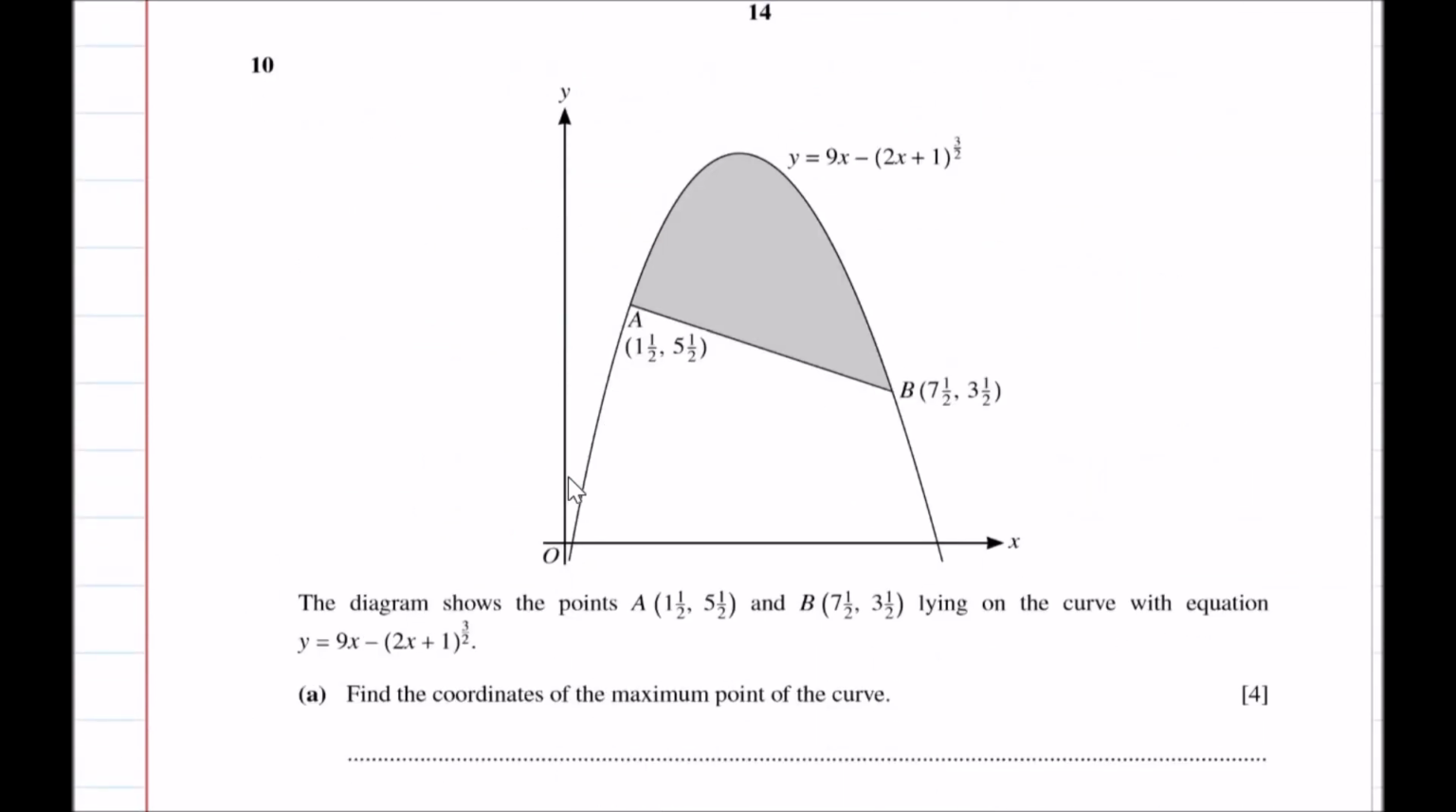Now the last question of this paper. The diagram shows the points A and B lying on the curve with equation y equal to 9x minus 2x plus 1 to the power 3 by 2. Find the coordinates of the maximum point of the curve. To find the maximum point, whenever maximum or minimum they are asking, that means we need to differentiate. So differentiation involved here, right?